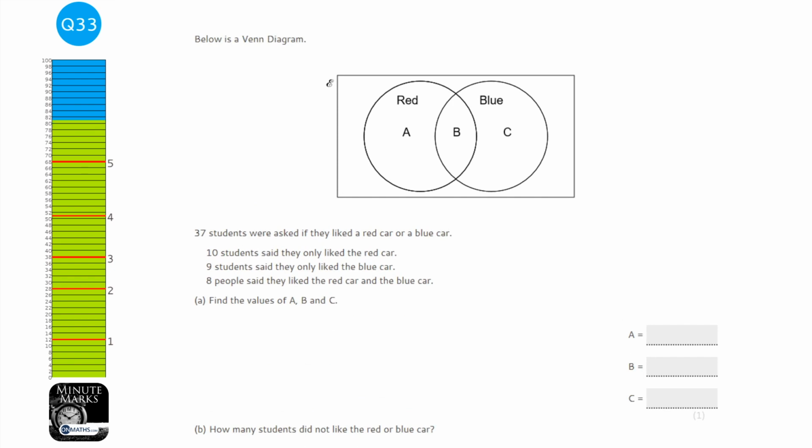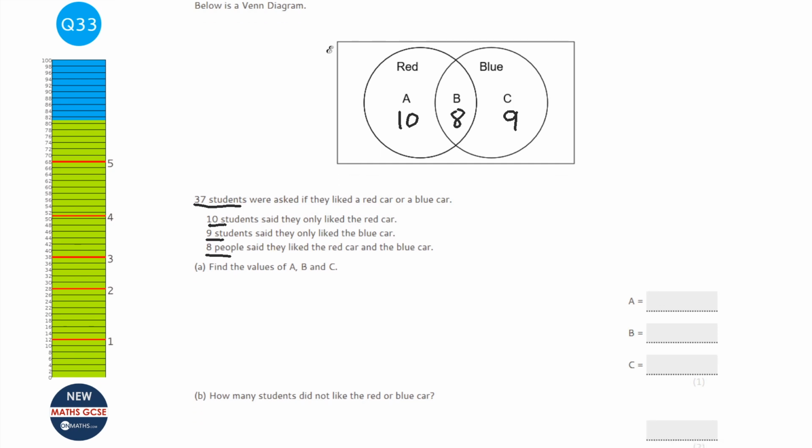Okay, so this question is about Venn diagrams, and it says there's 37 students in total, and it says 10 only like the red car, so 10 only like the red car. 9 only liked the blue car, and 8 said they liked the red car and the blue car. So 8 in the middle there. And those are the values for A, B and C.